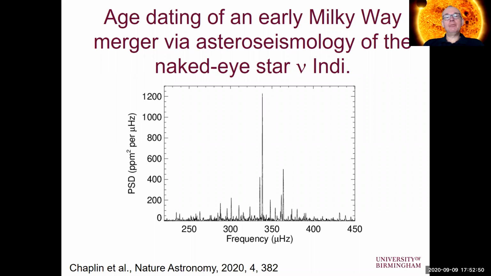So from this oscillation spectrum, and also from other information that we know about the star, we knew already from the other observations of this star that it was a very old star. It's been around in the galaxy for a very long time. And from these data, from measuring the frequencies of all the different components of oscillation we can see here, we were able to place very tight constraints on the age of this star.